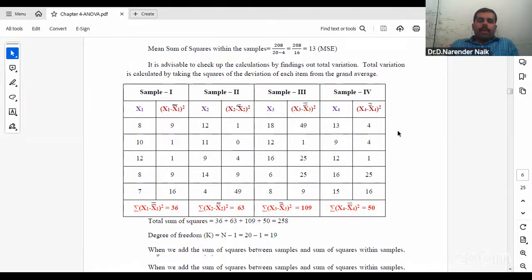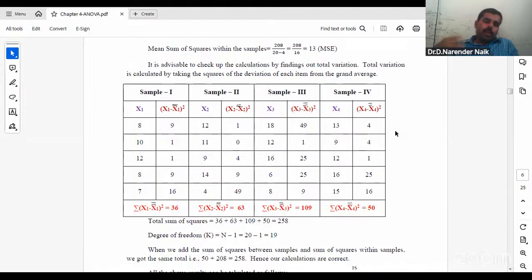I have a doubt: whether the calculations we have done are correct or not. There is a question mark in the mind of a student. To clarify such doubt, observe carefully. It is advisable to check the calculations by finding the total variation. Total variation is calculated by taking the squares of deviations of each item from the grand average.